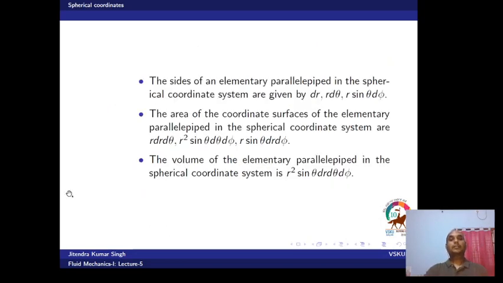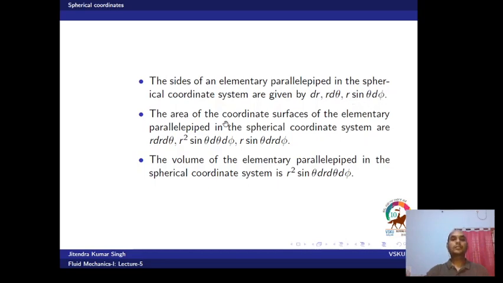Now sides of an elementary parallelepiped. Sides in a spherical coordinate system are given by h1 du1, so h1 is 1, du1 is dr; h2 du2, so h2 is r and du2 is d theta, so r d theta; and h3 du3, so h3 is r sin theta and du3 is d phi, so r sin theta d phi. So sides of the elementary parallelepiped are dr, r d theta and r sin theta d phi.